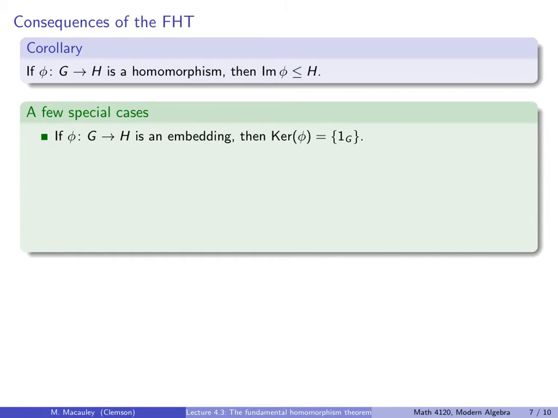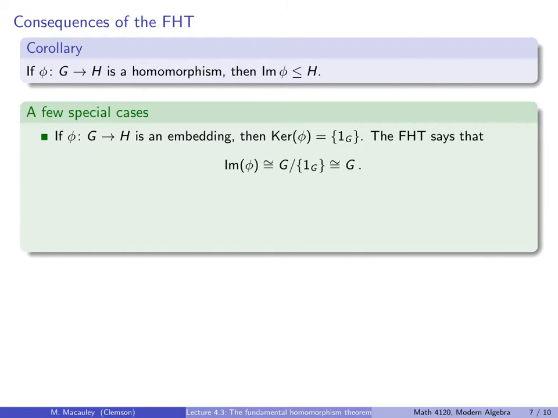On one hand, if phi is an embedding from G to H, then by definition, the kernel of phi is just the identity element in G. So what does the fundamental homomorphism theorem tell us about this? Well, it says that the image of phi is isomorphic to G mod the kernel, which is just G mod the identity, which is isomorphic to G.